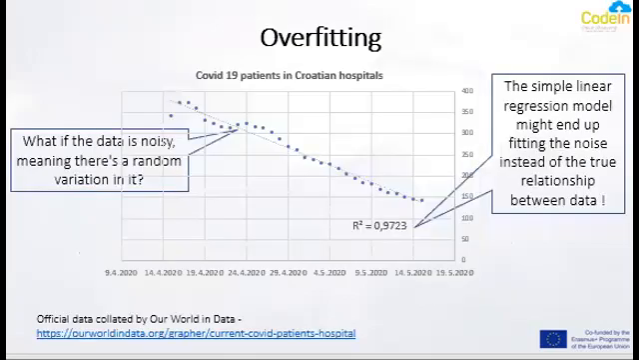Imagine you have a bunch of data on COVID-19 positive patients in the hospital over time. You want to build a model to predict how many COVID-19 patients you can expect in a future period. You could use a simple linear regression model, which draws a straight line through the data to make predictions. But what if the data is noisy, meaning there's a lot of random variation in it? The simple linear regression model might end up fitting the noise instead of the true relationship between time and COVID-19 positive patients in hospital. This is called overfitting, and it can lead to bad predictions.